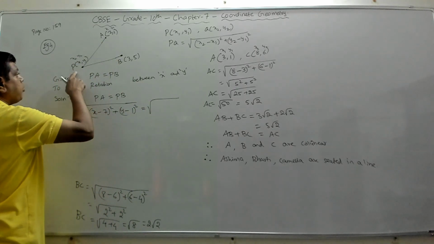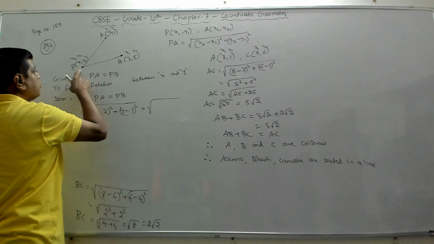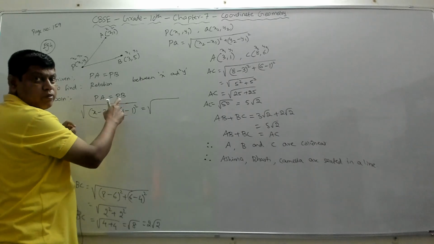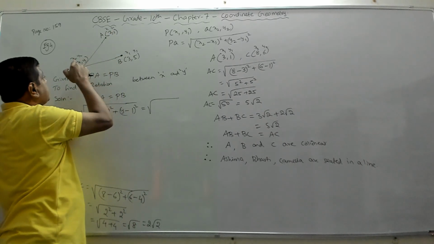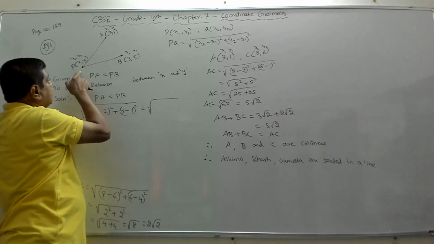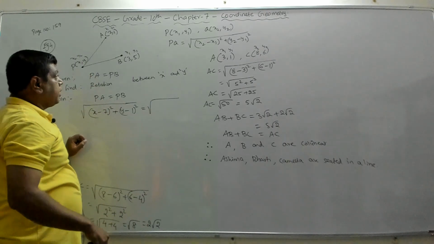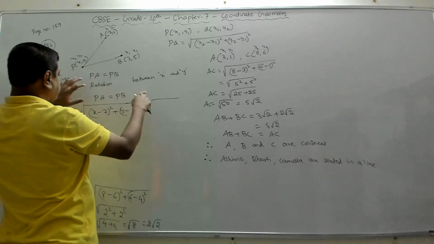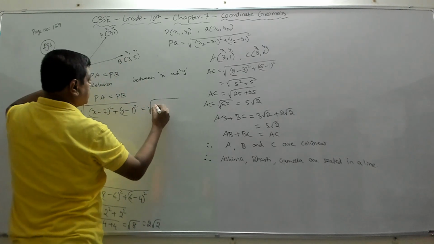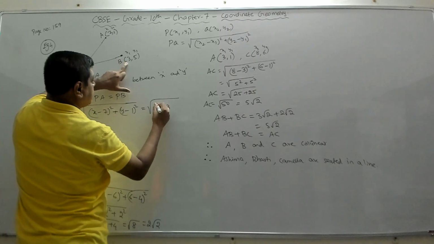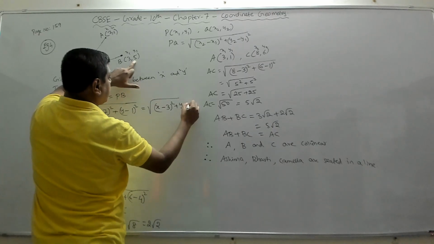PB is the distance between this point and this point. Again we'll call this (x1, y1) and this (x2, y2) to find the distance PB. So don't get confused why the same x1, y1 are used. For this distance we are taking this as (x1, y1), (x2, y2), and for that distance we are taking this as (x1, y1), (x2, y2). Now let's again apply the distance formula, which is x2 minus x1. x2 is x, x1 is 3, the whole square, plus y2 is y minus y1 is 5, the whole square.